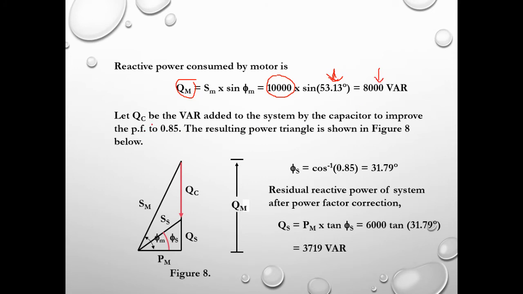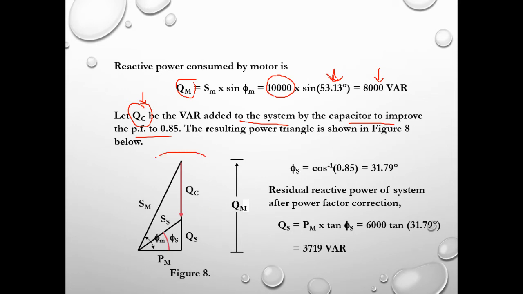So now let QC be the var added to the system. This is what I explained earlier. We have the capacitor with QC, a certain amount of reactive power, which is added to the system by the capacitor to improve the power factor to 0.85. So how much is QC? The resulting power triangle is shown in figure 8 below.